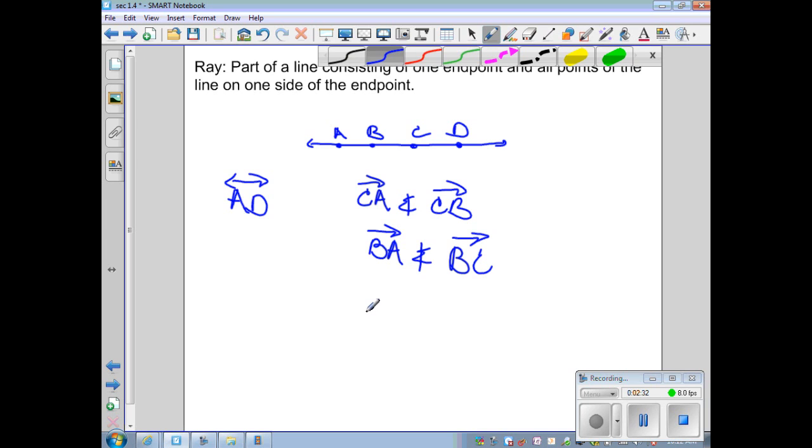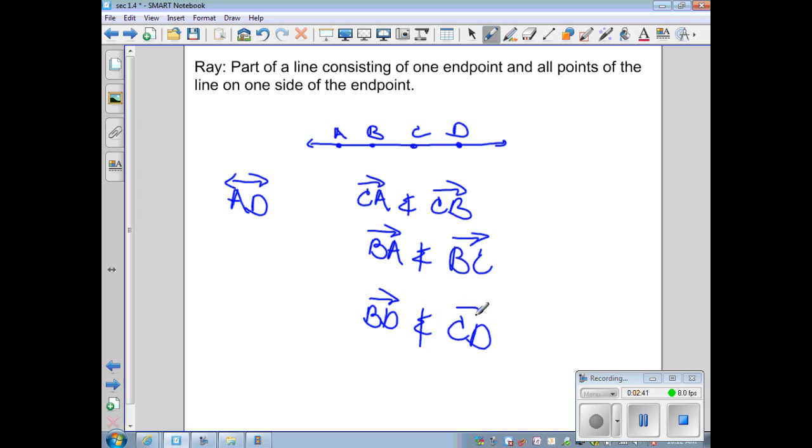Another set of rays that are not the same rays would be ray BD and ray CD. First of all, they don't have the same endpoint, and we know that because the first letter in writing the symbolism would have to be the endpoint. Here, the endpoint is B. Here it is C. Therefore, we know they're not the same because they don't have the same endpoint. Secondly, because we have a set of points in ray BD that are not in CD, and that set of points would be the segment BC.